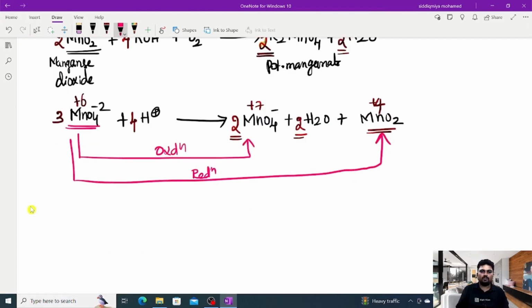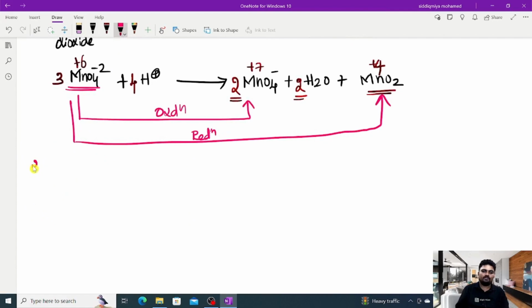And next, the second preparation we have is from electrolytic decomposition.